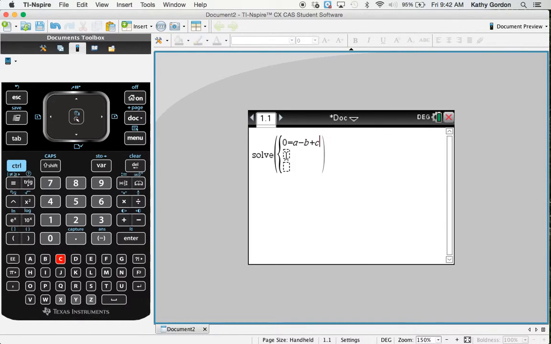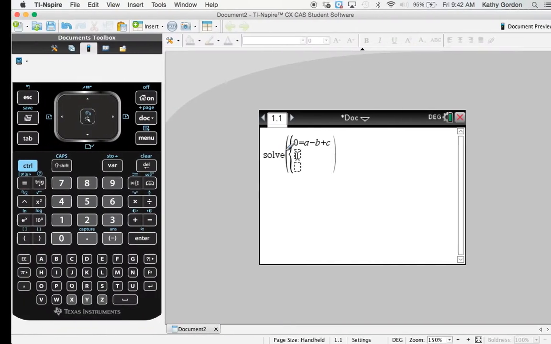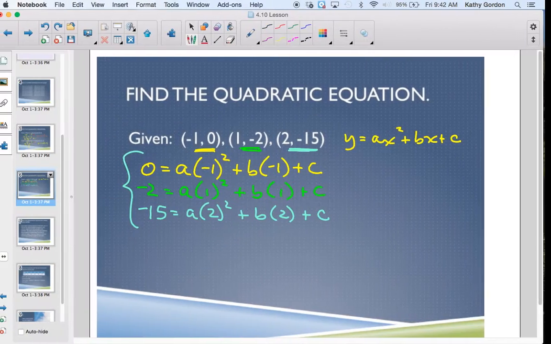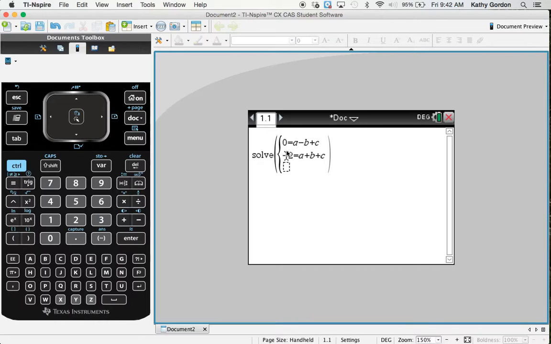And then either with your arrows or with your cursor, get to the second box. Second box is going to be what? Negative 2 equals a plus b plus c, right? Okay. So negative 2 equals a plus b plus c. Next box. What's my third equation going to be? Okay. Negative 15 equals 4a plus 2b plus c.